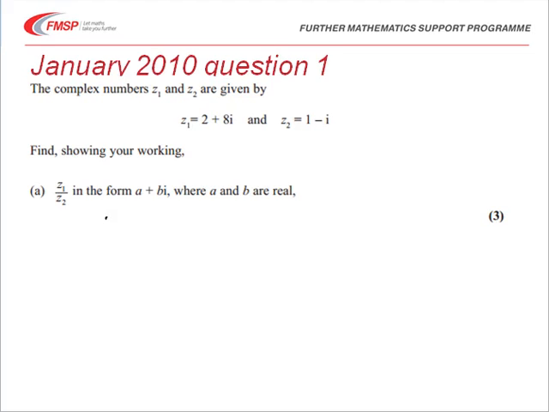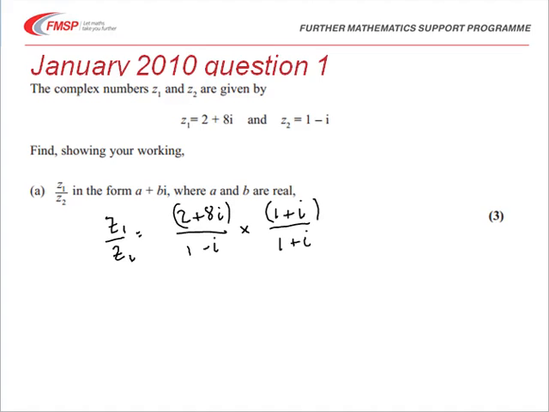Well, that will be equal to Z1 divided by Z2, which is 2 plus 8i divided by 1 minus i. And then, of course, we can simplify that by multiplying the top line and the bottom line by the conjugate of the denominator 1 minus i. So the conjugate is 1 plus i. If we do that both top and bottom, we haven't changed the value of our fraction.